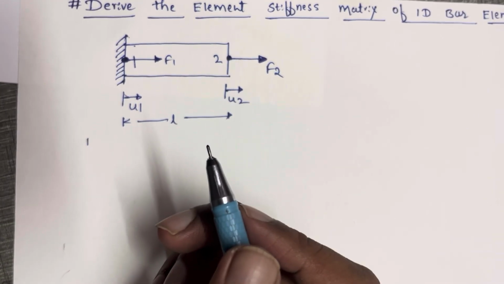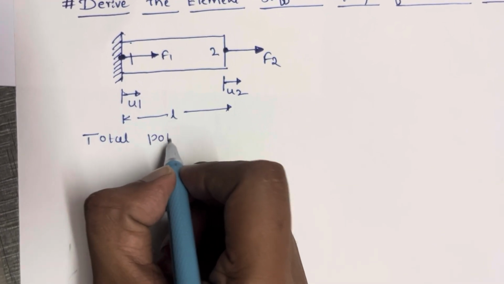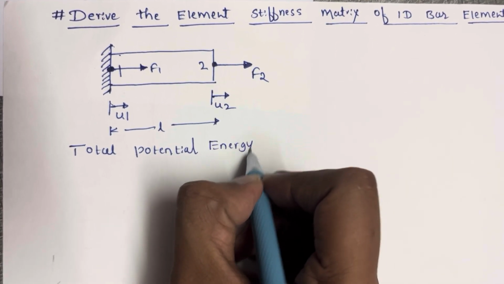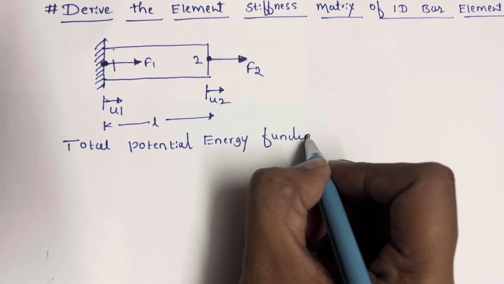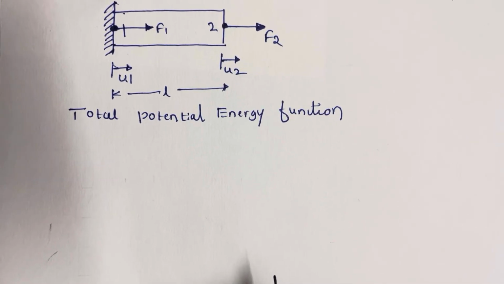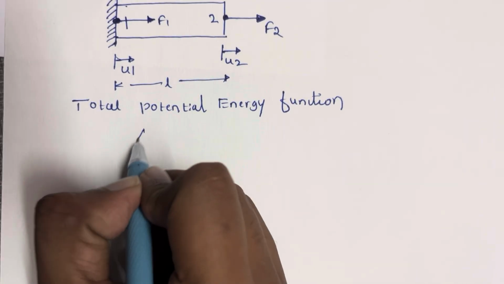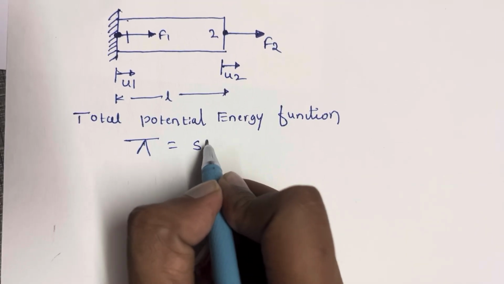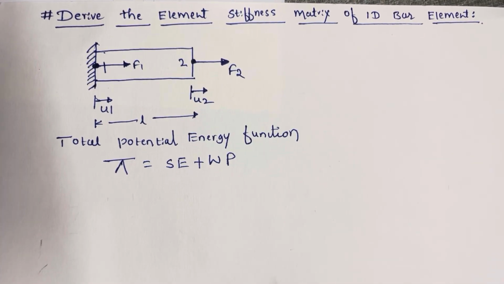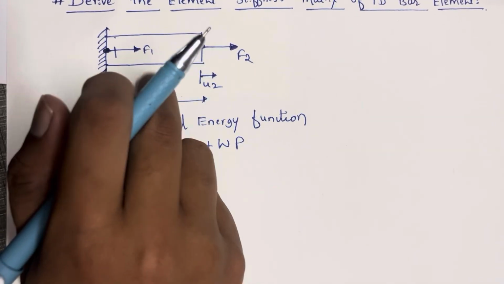Now the total potential energy function. As per the principle of minimum potential energy, pi is equal to the sum of strain energy plus work potential. So here we have to first calculate the strain energy for this prismatic bar.